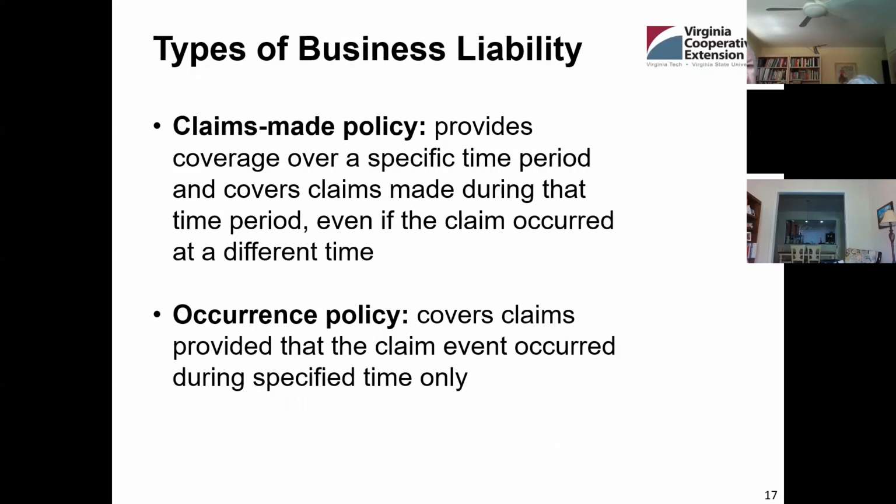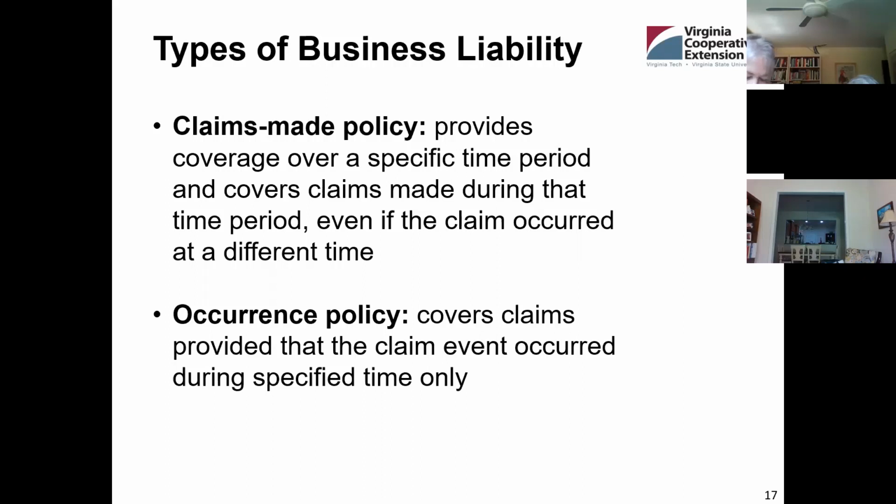I do want to make it known that for liability insurance, there's two different common types of insurance. We may have a claims-made policy, and we may also have an occurrence policy. So we would have one or the other. A claims-made policy provides coverage over a specific time period and covers claims made during that time period, even if the claim occurred at a different time.